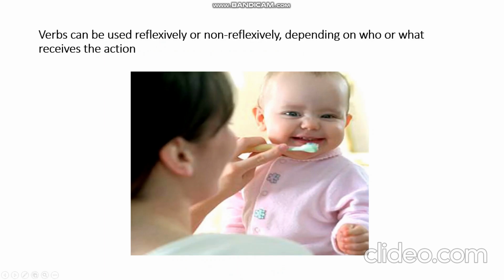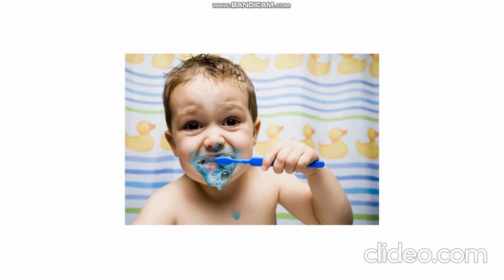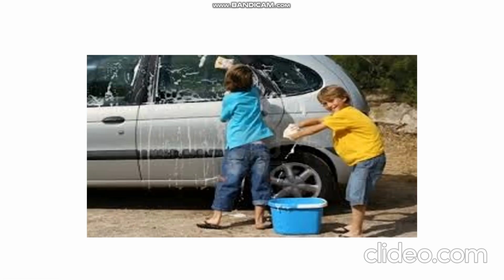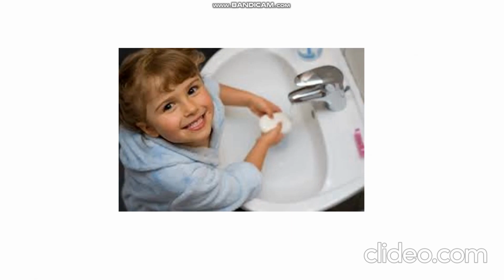Verbs can be used reflexively or non-reflexively depending on who or what receives the action. Let's look at some examples. Reflexivo o no reflexivo. La madre se cepilla los dientes a su hija. Reflexivo o no reflexivo. No reflexivo. El niño se cepilla los dientes. Reflexivo o no reflexivo. Reflexivo. Los niños lavan el coche. ¿Reflexivo o no reflexivo? No reflexivo. La niña se lava las manos. ¿Reflexivo o no reflexivo? Reflexivo. Muy bien.